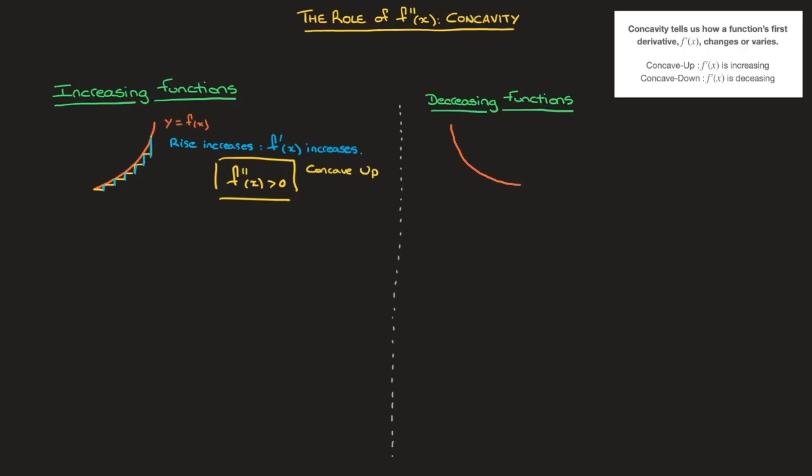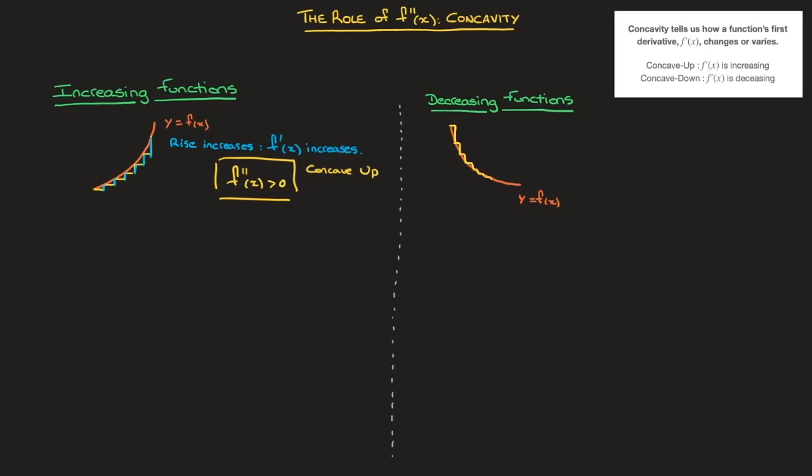There we go. And let's say once more this is a portion of some function y equals f of x. And just as before, I'm interested in seeing how the gradient, and therefore the derivative, of this function changes as I go from left to right. So let's see if I draw my little steps again. So I would draw one here, another one here, another one here, another one there, and so on.